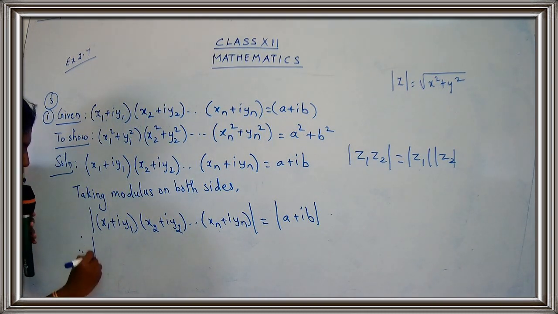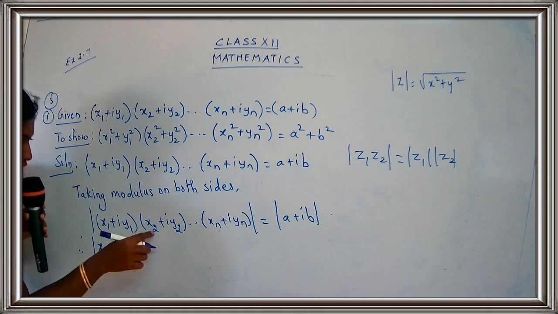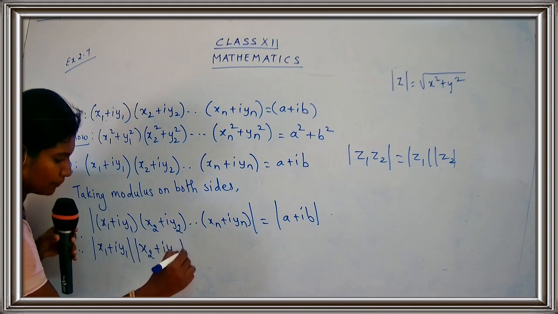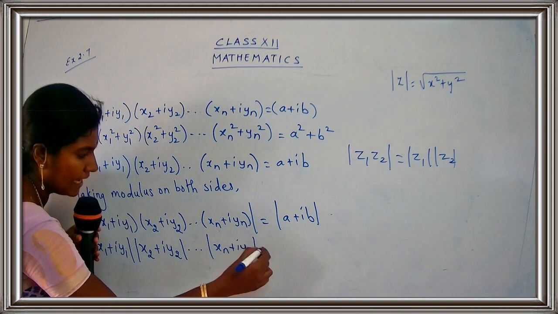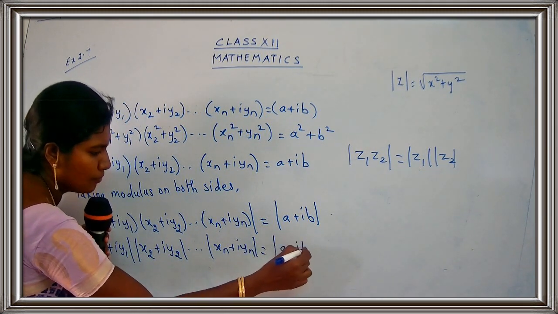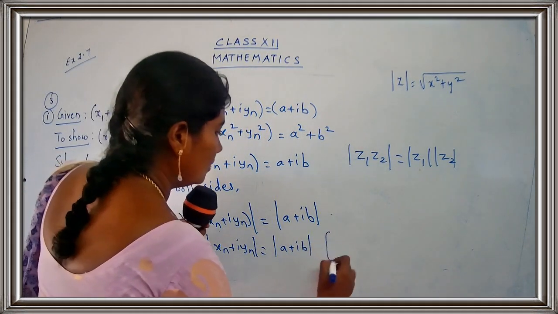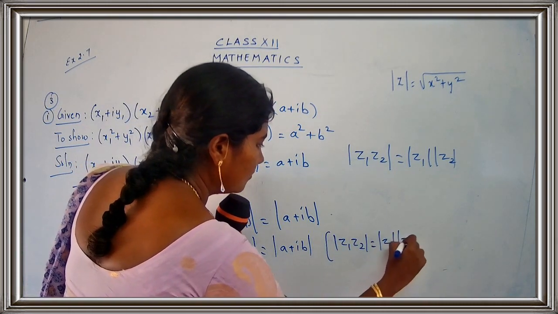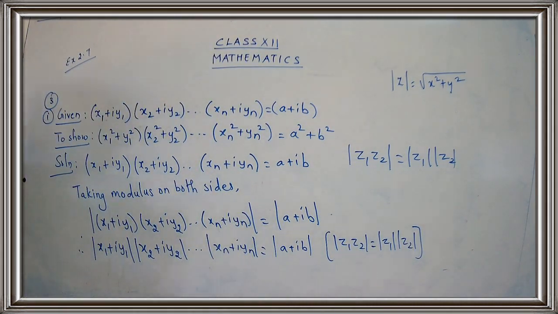So you get here modulus x1 plus iy1. Again, I am going to give a separate modulus over here, x2 plus iy2 dot dot dot xn plus iyn, and the RHS part remains the same. So modulus a plus ib. Okay, are you clear? You can just put here the property modulus z1 z2 is equal to modulus z1 modulus z2. Write down the property over there, children.